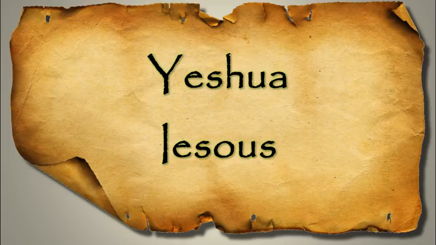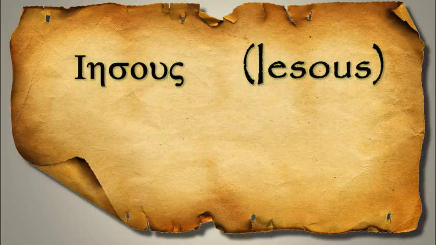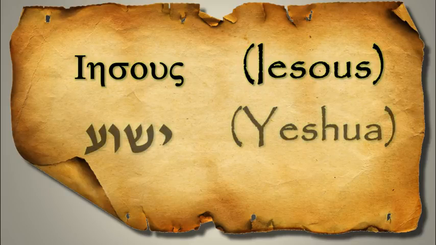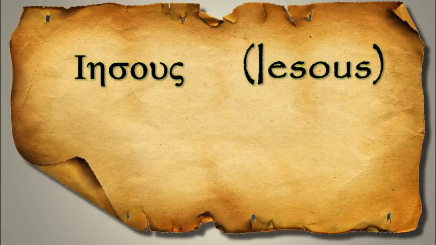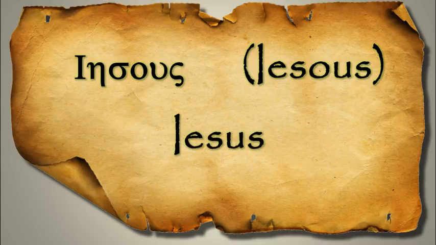When we come to the New Testament period, we find that the name of the Messiah is Iesous in the Greek New Testament. But we find that it is Yeshua in the Aramaic New Testament. When the Greek New Testament was translated into Latin in the 4th century, this name was written as Iesous, an exact match to the Greek that it came from.